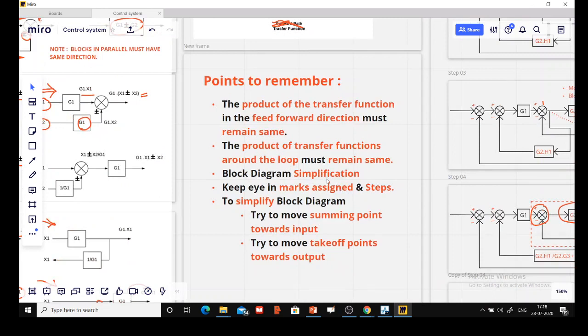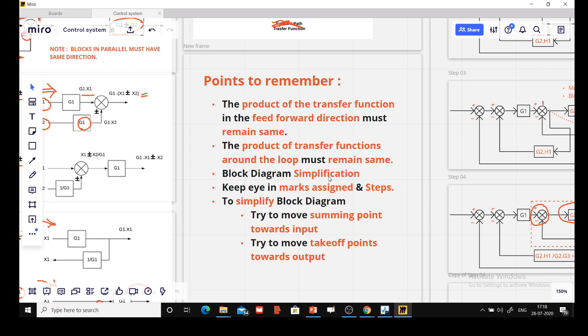Third, a very important step: try to simplify the diagram. After 2-3 steps you should observe that the diagram is getting simplified. If you are not simplifying the diagram and keep on adding summing points and takeoff points in your block, you are making the diagram more complicated. So keep an eye on that. After 2-3 steps your block diagram must look simplified.